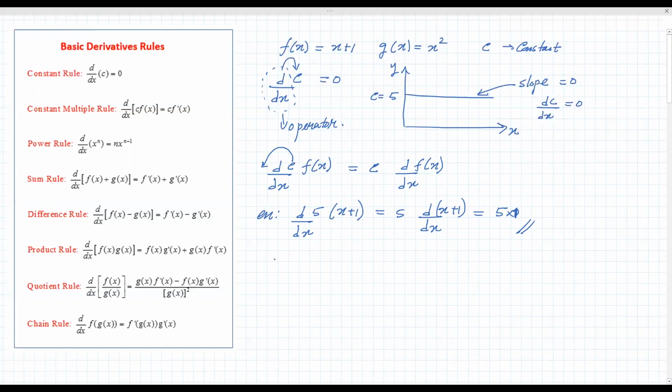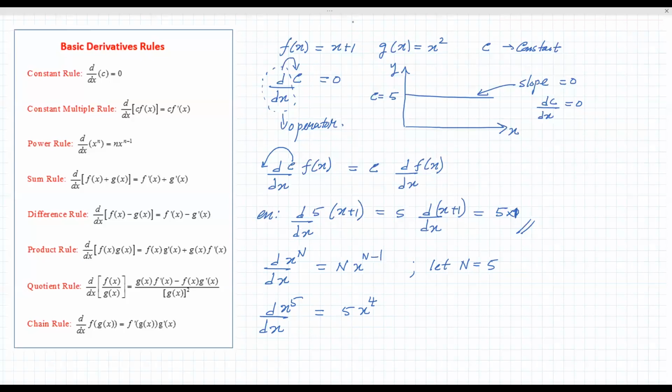So the next one would be the power rule. The power rule talks about this: d/dx of x to the power n is equal to n x to the power n minus 1. When I'm talking about the techniques in the next video, I will explain this more. But for now, we will try to understand this. So let n, the power, be 5. As an example, d/dx of x to the power 5 can be written as 5x to the power 4.